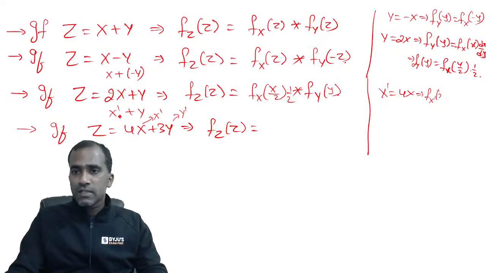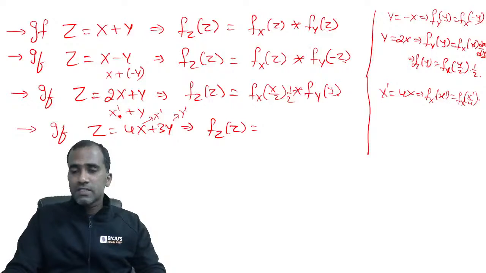Fx dash of x dash is equal to fx of x. In place of x, how do we write it? We can write x dash by 4, and dx by dx dash. So x we can write as x dash by 4. Differentiate x with respect to x dash, which is 1 by 4. Same procedure you can apply. Similarly, 3y also I'll do. Y dash is equal to 3y.